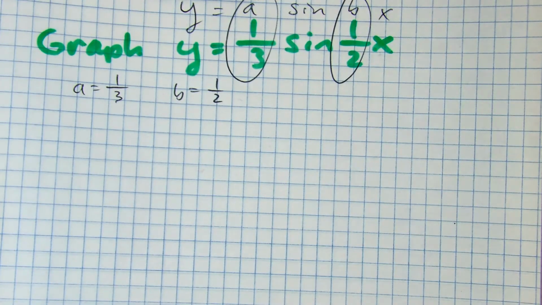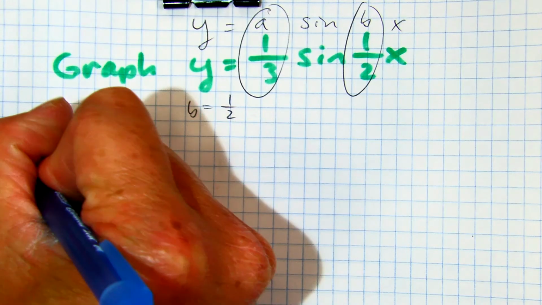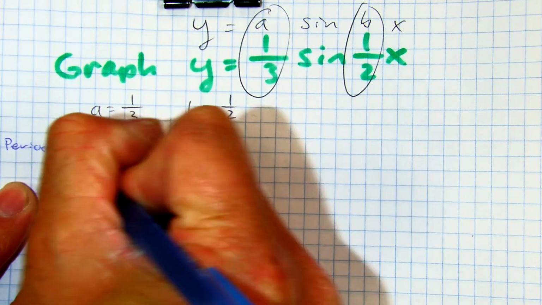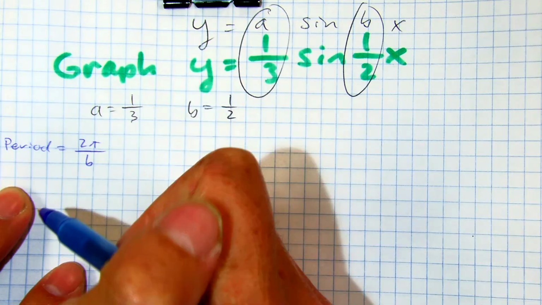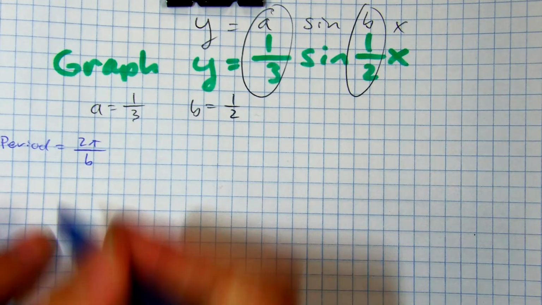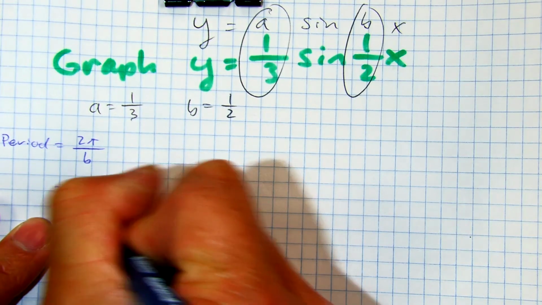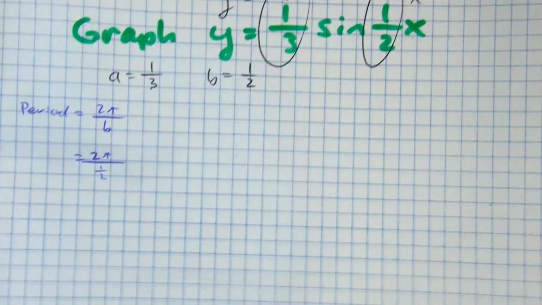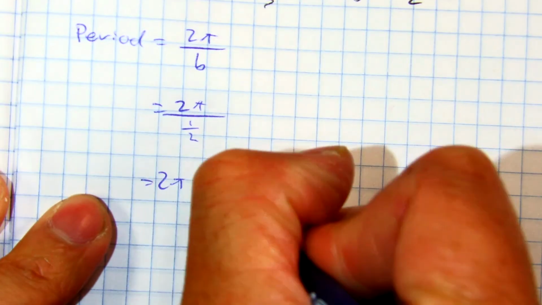Caesar, what do you do next? What's your equation? Period equals 2 pi over b. So the period is 2 pi over b for now. What do you put in for your b value, Caesar? 1/2. Let's turn it sideways. 2 pi divided by 1/2.